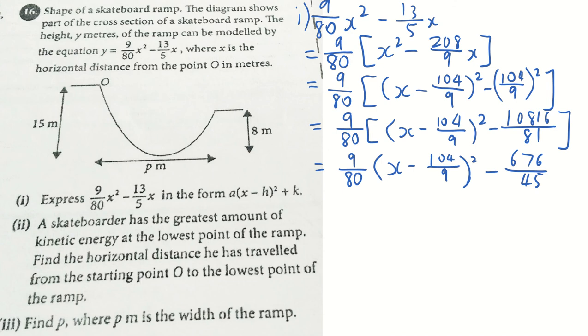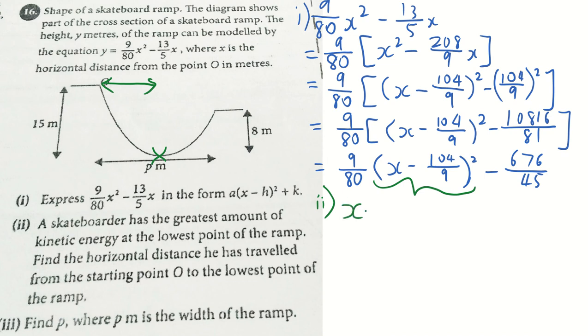So we shall move on to part 2, which states that the skateboarder has the greatest amount of kinetic energy at the lowest point of the ramp. So basically the skateboarder should be at the point labeled in the green X. So what we have to do now is to find the horizontal distance that he has traveled. So basically this distance here. That point is also the minimum point. So for part 2, what we have to do is to make this part of the bracket be 0. In order for us to do that, we are actually finding the minimum point.